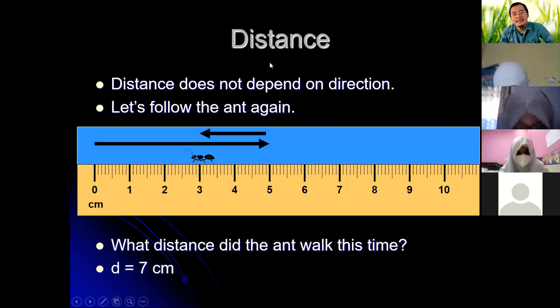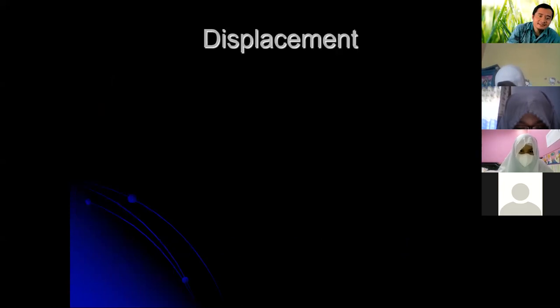You know that the distance does not depend on the direction. This is the key of the distance. Distance does not depend on the direction. So, if he goes from the left to the right about 5, and then from 5 to 3, which becomes 2, so we have to add them: 5 plus 2. So the result is 7. This is the distance. Thank you.